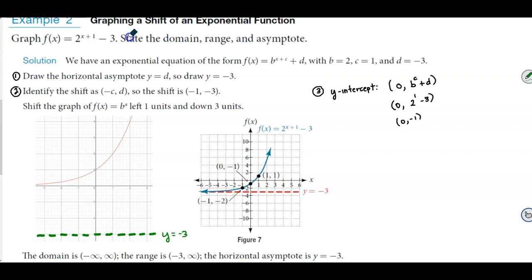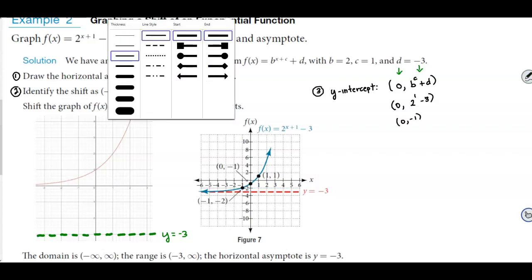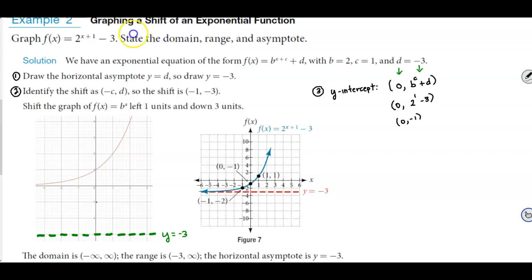Then we want to figure out where the y-intercept is so we can figure out the shift. I know it says step 2, but let's figure out the y-intercept, because it's important to figure out where the graph needs to go. The y-intercept is (0, b to the c power plus d). The x value is 0, so we have 0, comma, 2 to the 1, minus 3, which is negative 1. So let's plot (0, negative 1) on the graph. There is our y-intercept.